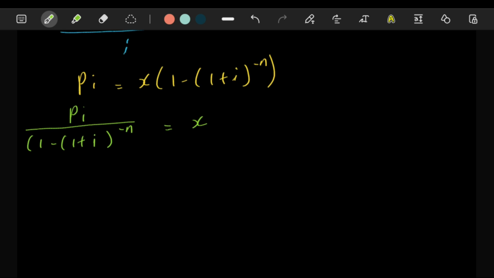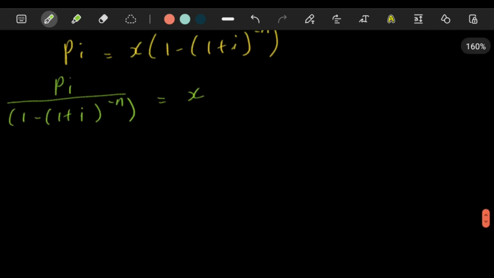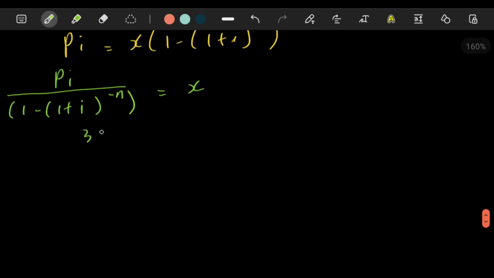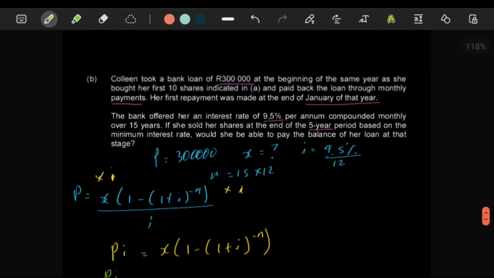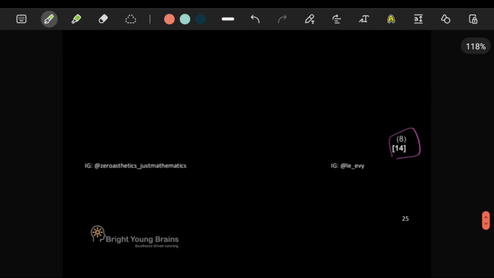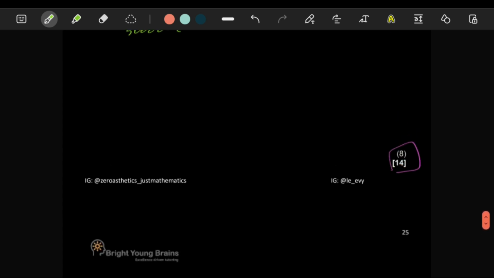Now you can just solve for x, because in your calculator P is 300,000. Oh, I forgot the bracket. What is the interest rate? I feel like for this question I should have just thrown in the clip from the course here, but I'm already done with the question.